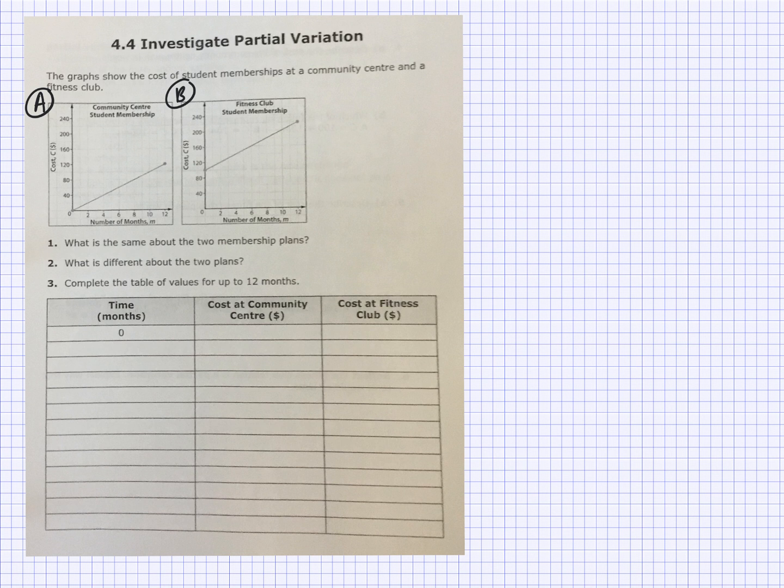that's the same? Okay, so you know that one of them is direct and one of them is partial. How do you know that? So we know direct has to start at 0, 0. So which graph is direct variation? A. So the community center has a direct relationship. And partial, can you tell where it starts by looking at the graph? It starts at 0 and what? 0 what? Can you tell? 100. So that would be graph B.